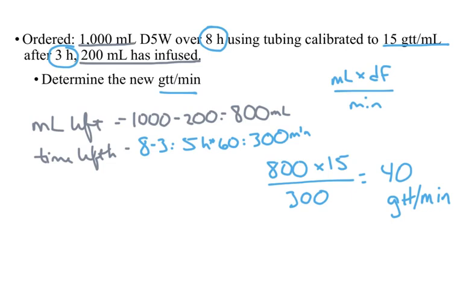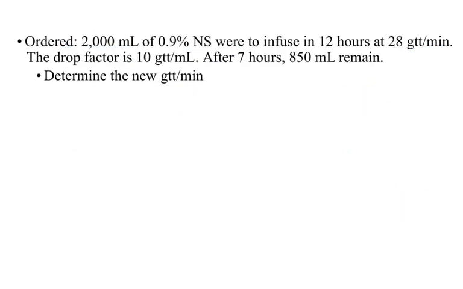Okay, so I have a couple more. The main focus here, again, I'm recalculating, so I need the milliliters left, and then we'll change the color for hours left or time left. So let's read it. What was ordered was 2,000 milliliters of normal saline to infuse in 12 hours, and it was going to be infused at 28 drops per minute. Now this I don't need because I'm recalculating the new drops per minute, so that's the old one. They tell me the drop factor is 10 drops per milliliter, and so here we go.